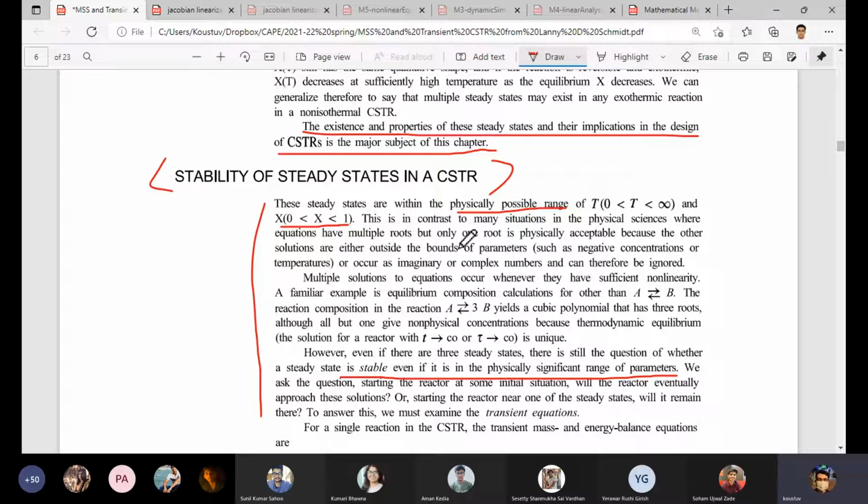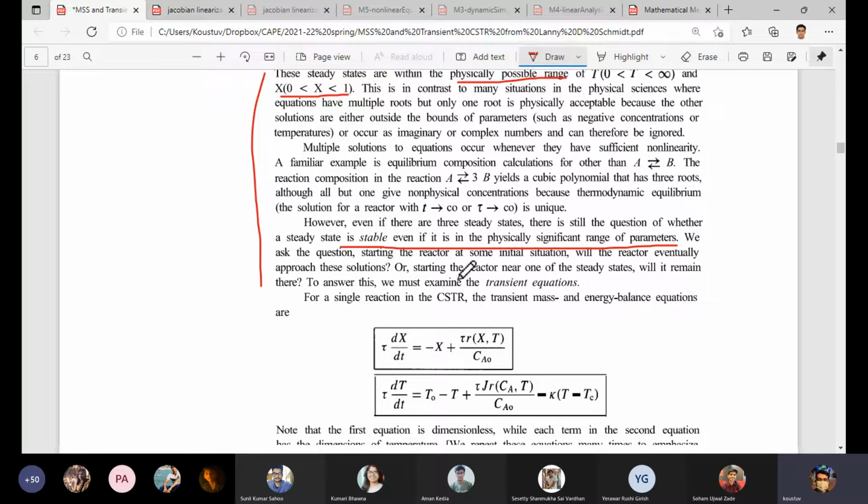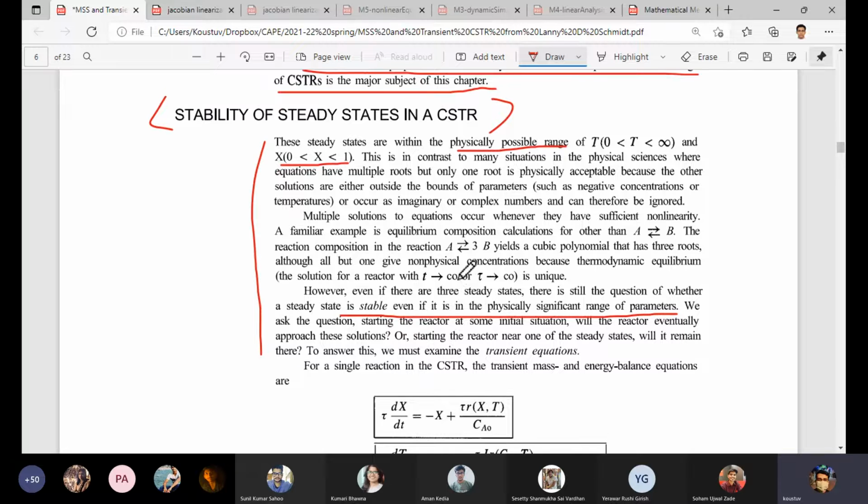All are accepted. But simply saying that they occur in the physically possible range does not mean we have to accept all the steady state values, and we can operate our system at any steady state. That is not the case. So a further step is required to investigate whether those steady states that occurred in the physically possible range can be accepted. Can we accept all of them? That means, can we operate our system at all those points? That is basically the question. So we go further to ask whether it is stable or not, even if it has occurred in the physically significant range.